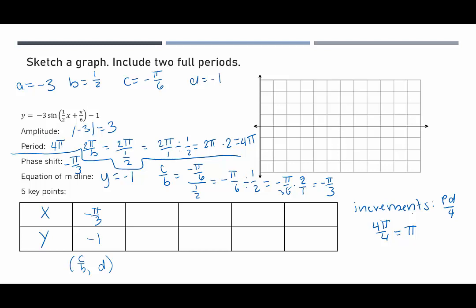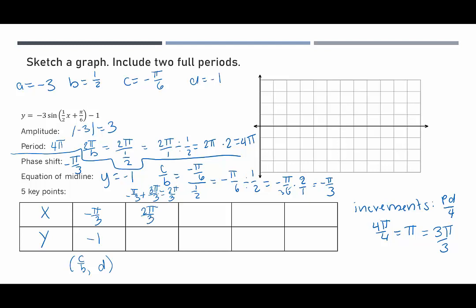So to figure out the next key point of this period, we're going to take -π/3, and we're going to add it to pi. One thing we're going to want to keep in mind here is that pi is the same as 3π/3. Why is that important? Because it looks like we're going to have denominators of 3's. So now we have 3π/3. This is -1π plus 3π is +2π/3. So the next one will be 2π/3.